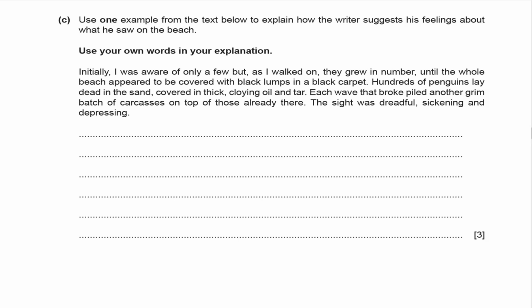to explain his feelings. Now, you're not required to zoom into a bunch of words. You are just required to use one example. So you could use the image batch of carcasses, for example. I get my students to simply write this at the top. And then you could write, for example, firstly, the writer suggests that he is feeling shocked, blah, blah, blah, blah, blah, because the image creates a sense of whatever.